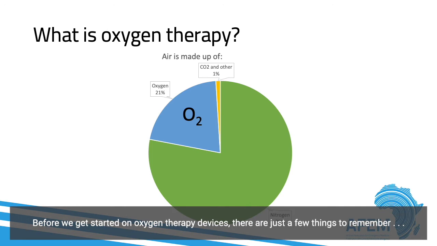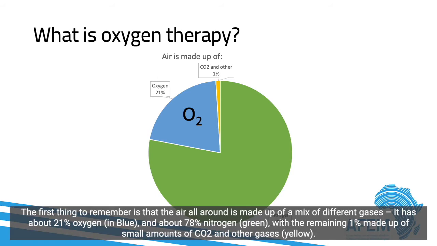Before we get started on oxygen therapy devices, there are just a few things to remember. The first thing to remember is that the air all around us is made up of a mix of different gases. It has about 21% oxygen in blue and about 78% nitrogen in green, with the remaining 1% made up of small amounts of CO2 and other gases in yellow.